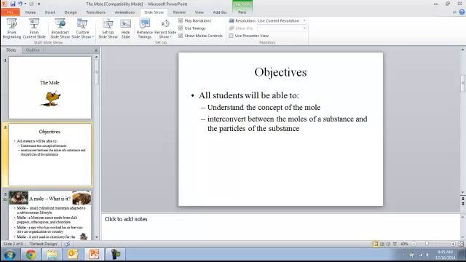And then we did a couple of examples of converting between the moles of a substance and the particles of a substance. So now your job is to go back to your module and complete the assignment over the mole and then move on.